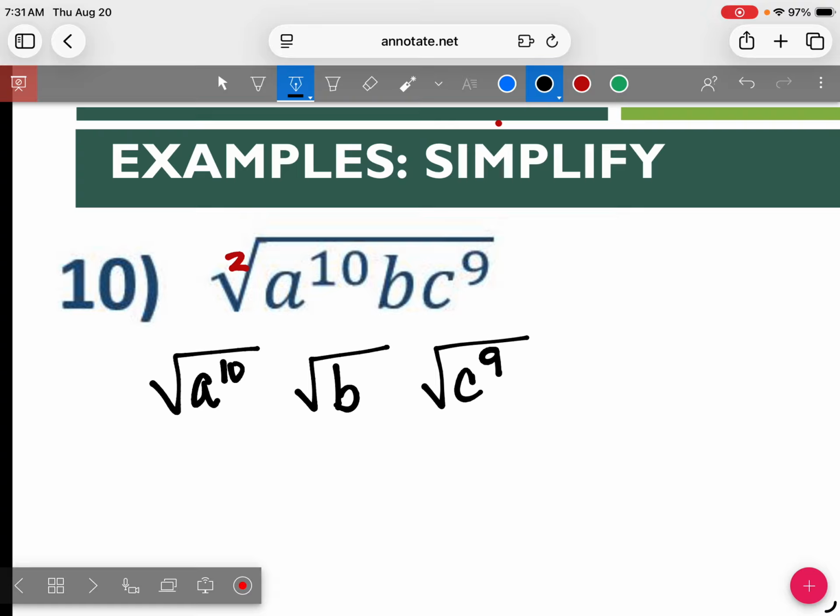So now we're talking about leftovers, okay? When we have leftovers, those are the terms that have to stay underneath the square root, okay? So for my first one, I don't have any leftovers. If I have 10 people and I put them in pairs, I'm going to have 5 pairs. No one's left out of a pair. So that means that this simplifies to just a to the power of 5.